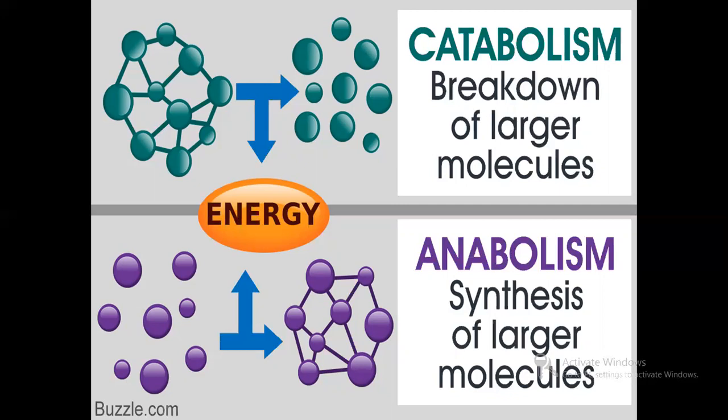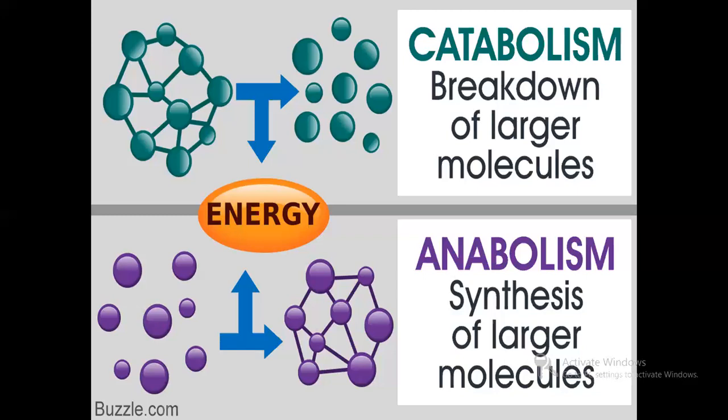anabolic phase, where the smaller molecules are built up to the larger molecules by making use of the energy that is given out during the catabolism, in order to build or synthesize those molecules which are much required for processes like growth, reproduction, as well as maintenance.